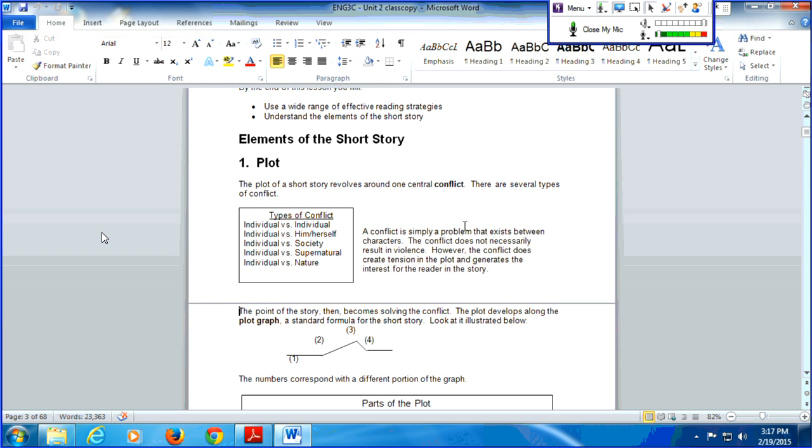The biggest way to think of an individual versus him or herself is to think back to old cartoons you may have watched. You had the little angel on one shoulder and the devil on the other shoulder. That's a good example of an individual versus him or herself conflict. They have two voices in their heads trying to figure out which one is going to win.